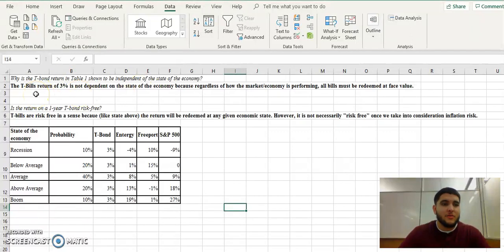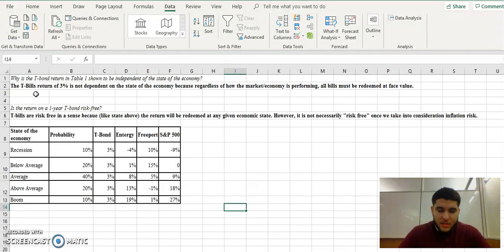The first question asks, why is the T-bill return in Table 1 shown to be independent of the state of the economy? The reason the T-bill's return of 3% is not dependent on the state of the economy is because regardless of how the market or the economy is performing at the time, all bills must be redeemed at par value. The second part of this question asks, is the return on a one-year bond risk-free?